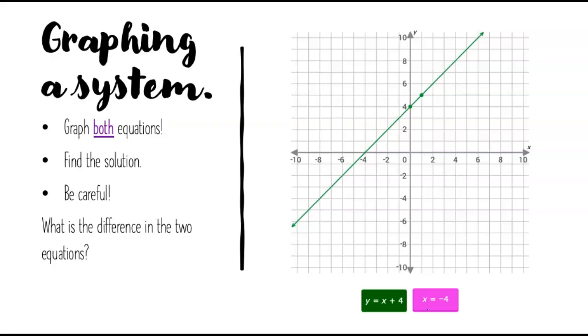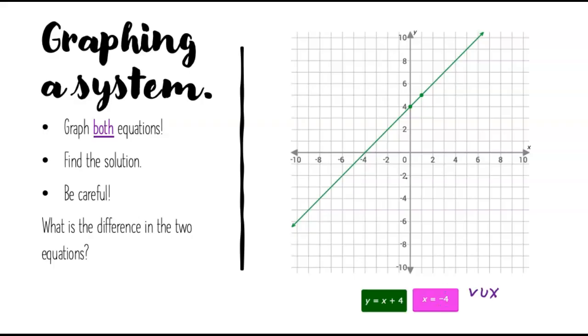But then I see this. I have x equals -4. That's different, right? What's the difference in the two equations? Hopefully you said, well, that's not slope-intercept, that's not y equals mx plus b. This is just x equals. Do you remember VUX? Remember, that's vertical, undefined. Vertical, undefined. And it looks like x equals, and it does. It says x equals -4.